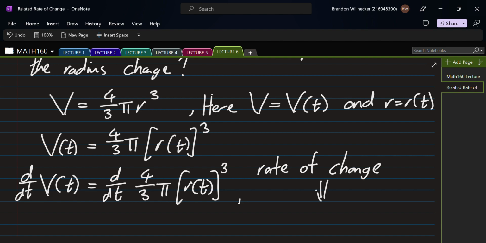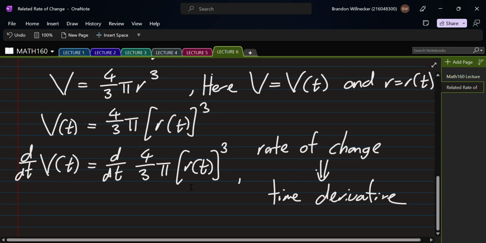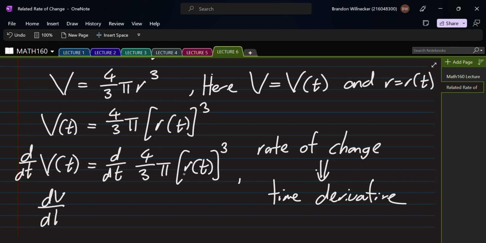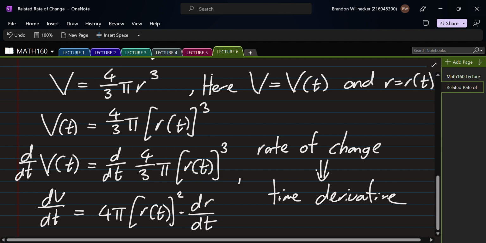So rate of change, that means time derivative. Okay, so let's take the time derivative on both sides and see what we get. So we end up with dV/dt, which we know, but we want to find dr/dt in terms of this. So here we're going to get 4 pi r(t) squared, and with the chain rule, we've got an inside function and an outside function. The derivative of the inside will be dr/dt.